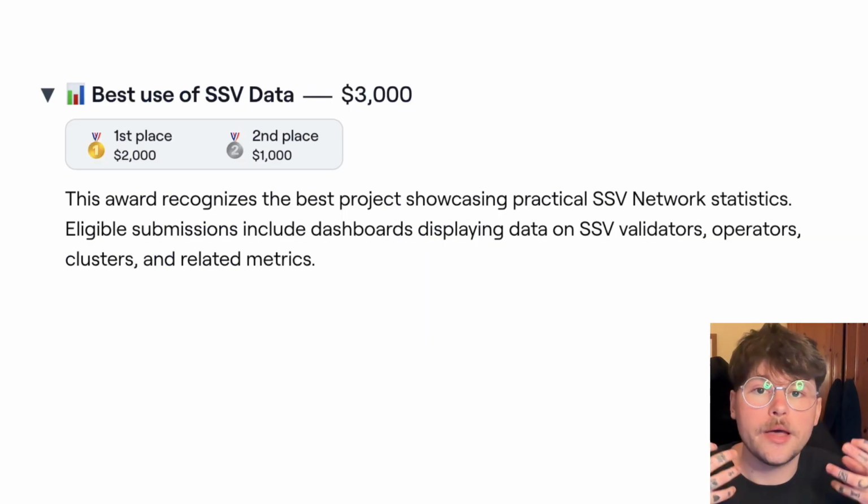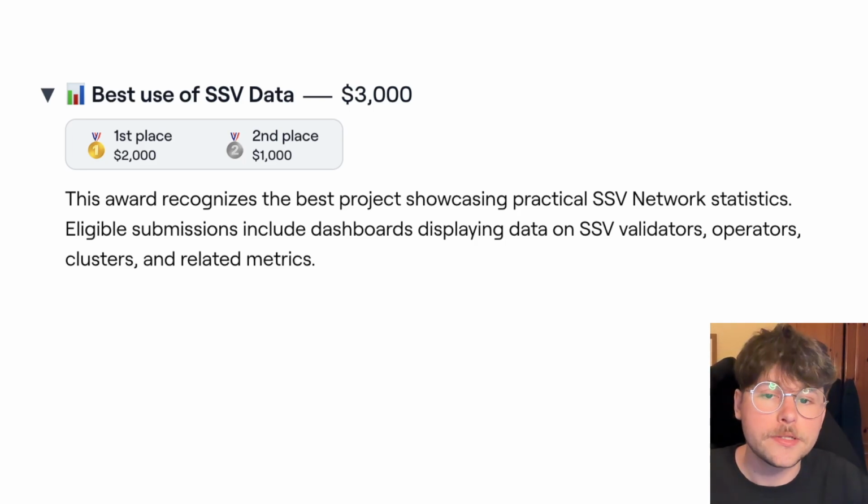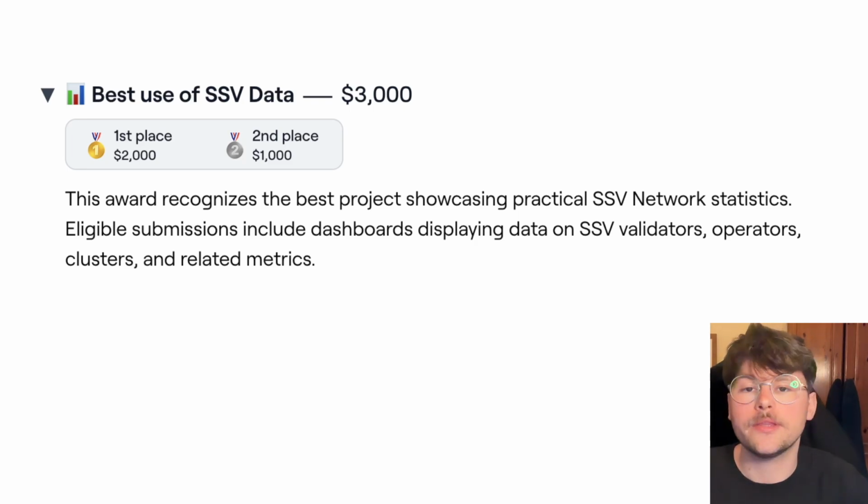The bounty itself is for the best use of SSV data. It's $3,000, first place being $2,000, second place being $1,000. The idea behind this is that we have this amazing, really usable data set of everything that happens on the SSV network, and we just want to see what people can build with it. It's really easy to work with and use, like you'll see when I show you in the code tutorial here. We just want to see what great usable applications people can build using this data.